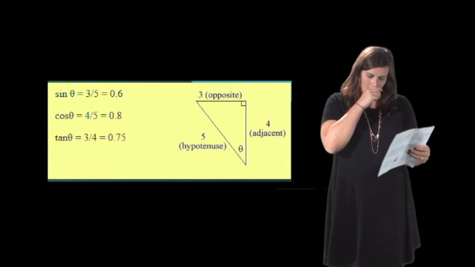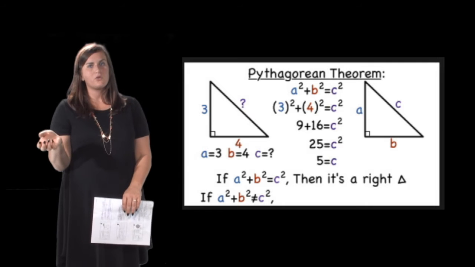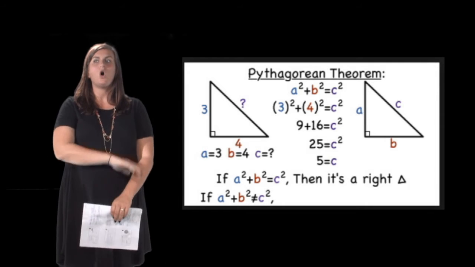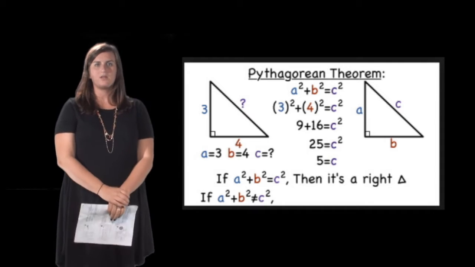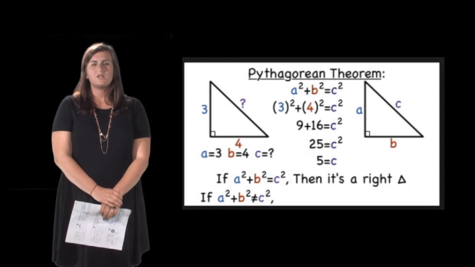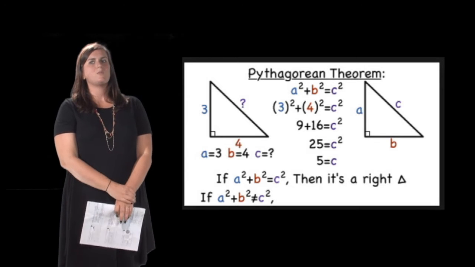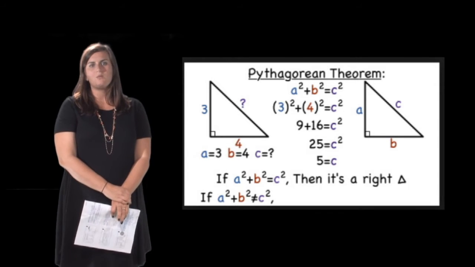Remember, adjacent means right next to the angle we're talking about, and opposite is across the triangle from the reference angle. So in solving right triangles, if you're given two sides and you're asked for the third side and it's a right triangle, always use the Pythagorean theorem. A squared plus b squared equals c squared. Lots of problems on the ACT will have that embedded in there somewhere, where the Pythagorean theorem just makes your life a whole lot easier. So keep that in mind.